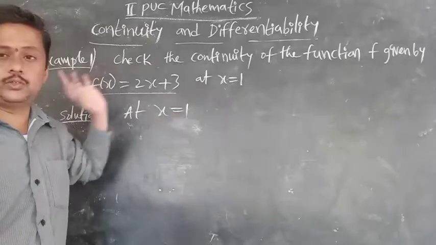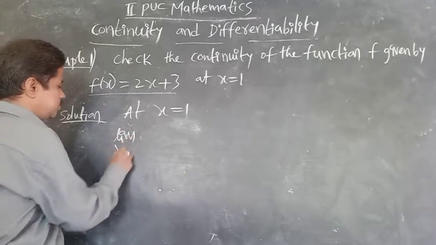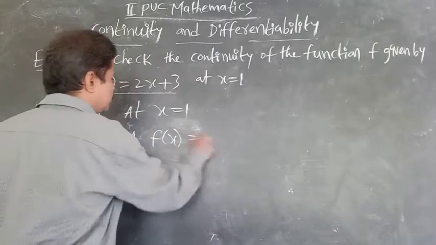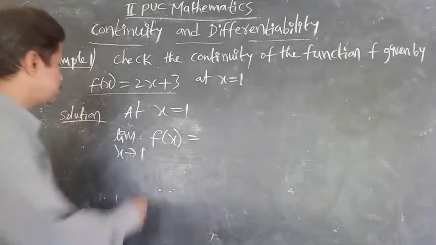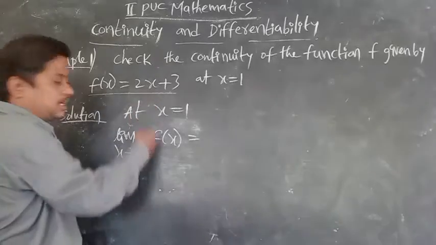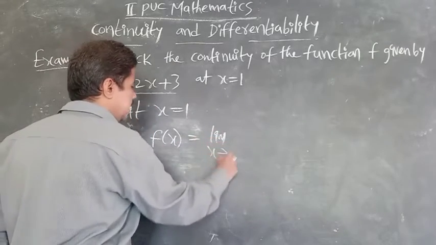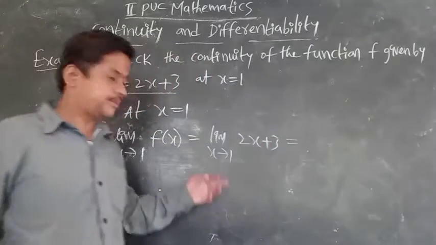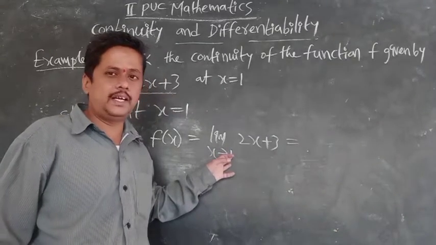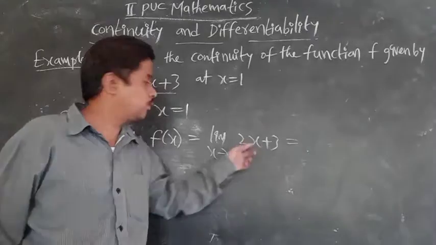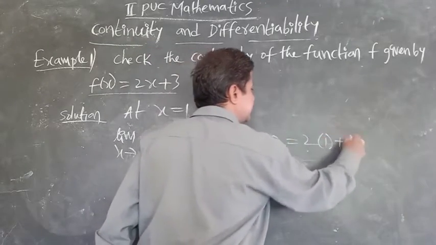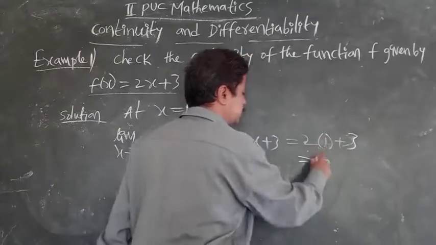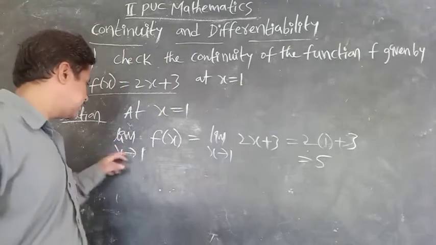Now limit x tends to c, here x tends to 1. Limit x tends to 1 of f of x, what is f of x here? 2x plus 3. So limit x tends to 1 of 2x plus 3. Calculate the value. Substitute. X tends to 1 means what? Already learned in limits: substitute the x value 1. 2 into 1 plus 3, so 2 plus 3 equals 5. So the limit is calculated.